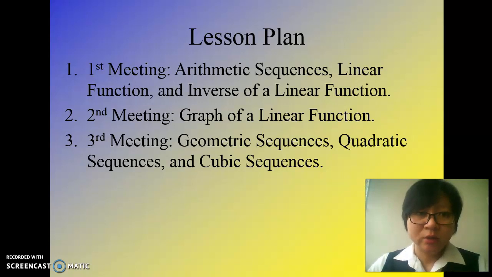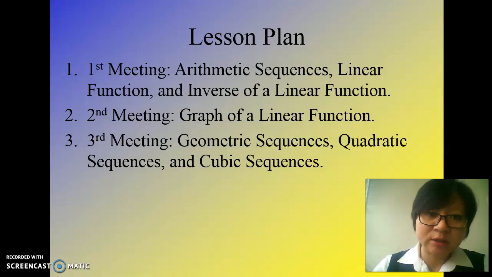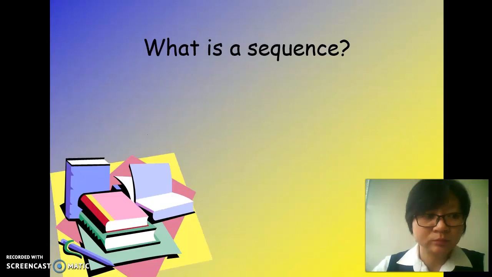As you can see on your screen, I have put my lesson plan here. On our first meeting, which is today, we are going to learn about arithmetic sequences, and then linear function and inverse of a linear function. On the second meeting, you are going to learn about graph of a linear function. On the third meeting, you are going to learn about geometric sequences, quadratic sequences, and cubic sequences.